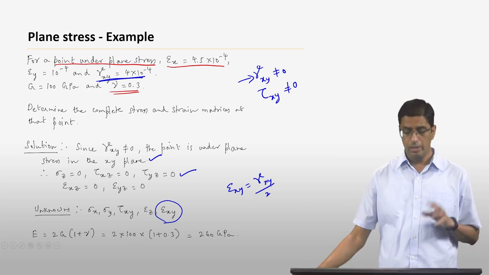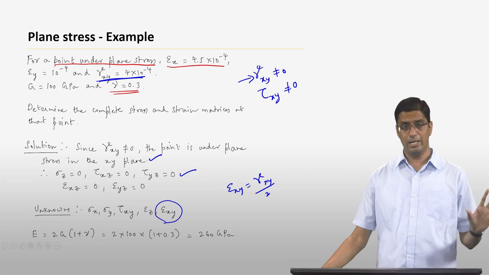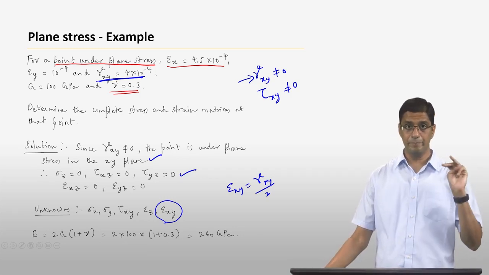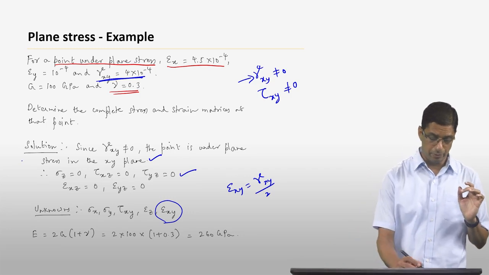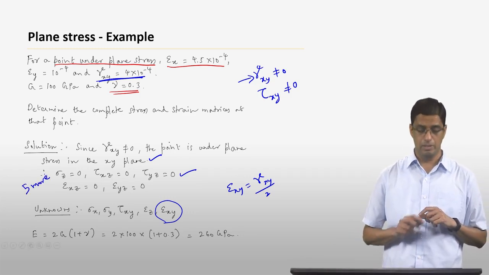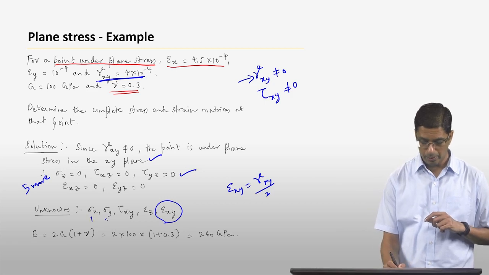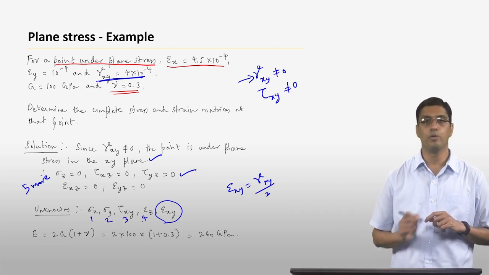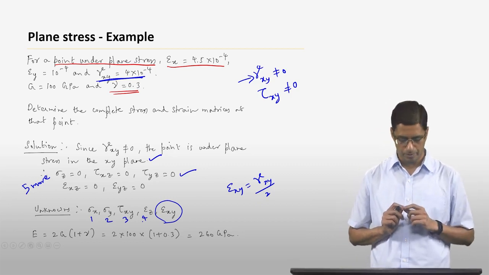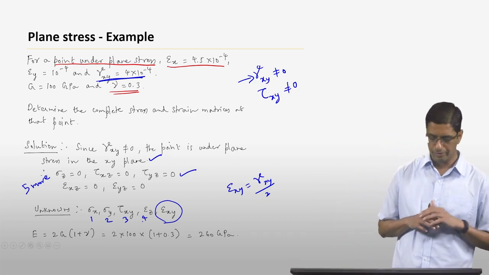Okay, so we have 12 unknowns usually, right? 6 strain components and 6 stress components. We are given 3. We have already found 5 more here using the fact that it's a plane stress problem. So we have 1, 2, 3, 4 unknowns still. Okay, so 12 minus 5 minus 3 is 4. So we have to figure out 4 of these unknowns.